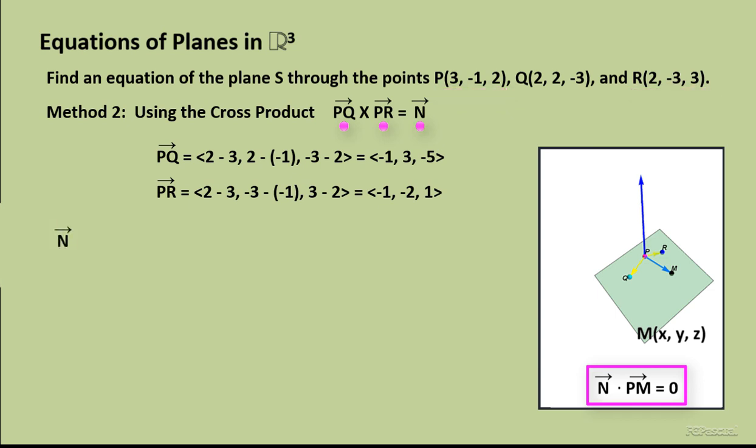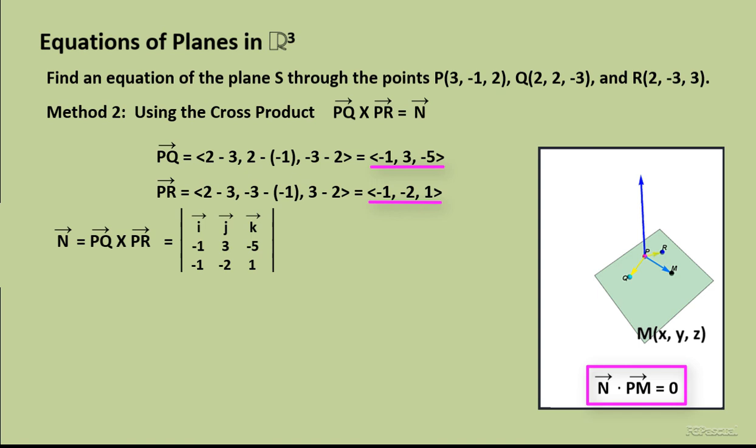So now we can write the determinant representation of the vector n, or the cross product PQ cross PR. n is equal to the determinant of the matrix whose first row is made up of the vectors i, j, and k. The second row is made up of the components of the vector PQ, and so we have -1, 3, -5. The third row is made up of the components of the vector PR, and so we have -1, -2, 1 for the third row.